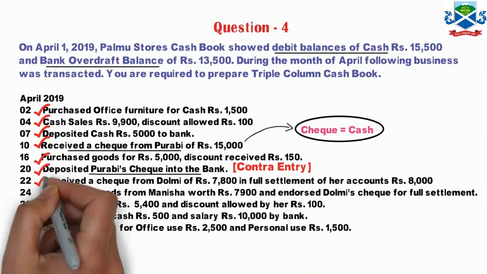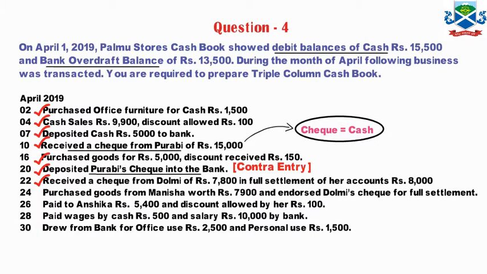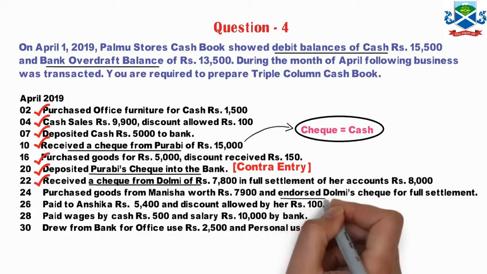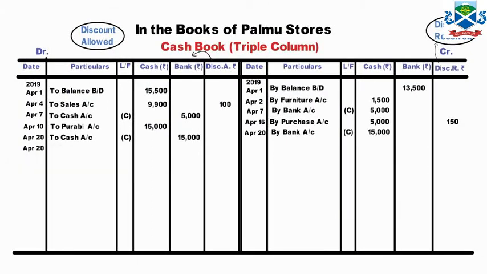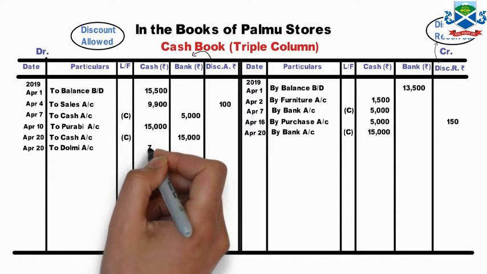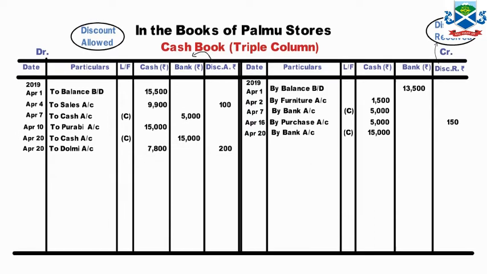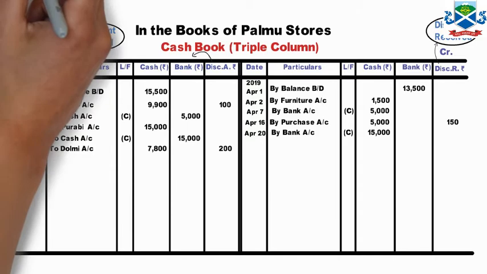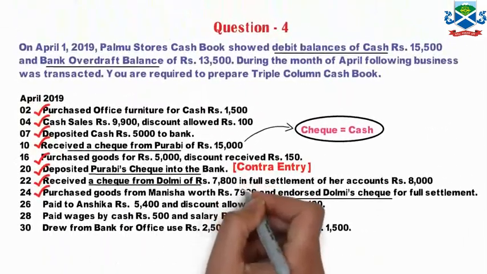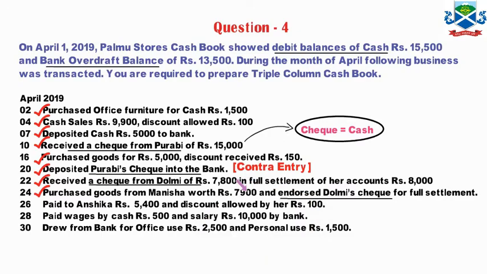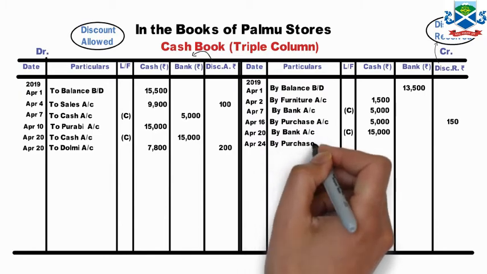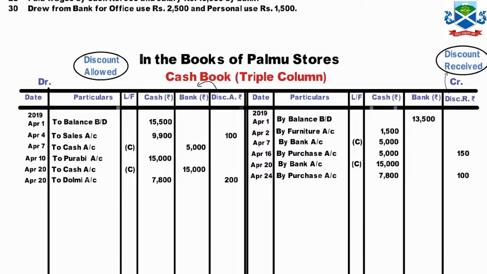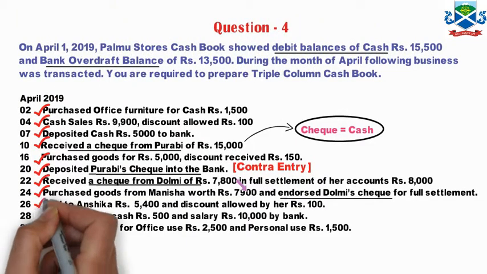Now received check from Dolmi for full settlement of our account, 7,500. But Dolmi's check is endorsed, so Dolmi's check will be kept in cash also over here. 7,800 and 200 discount, because full settlement is mentioned in the question. So now Dolmi's check is given for purchase 7,800 to Manisha. That's why we have written it on the credit side.